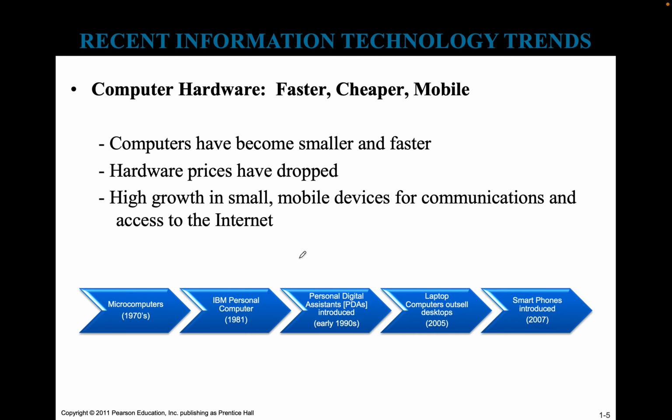Now with IT, we've had high growth. With computer hardware, we've had high growth in small mobile devices for communications and access to the internet. Because one, we have the internet. We're going to talk about the network. When we're talking about the internet, we're talking about the network, which is the third phase. First is the computer hardware. Second is the computer software. Third is the network, which is the internet. So these are the facets of IT. Then we talk about the data and the voice, which is the fourth one, and how this has enabled growth and prosperity in our businesses and in today's world.